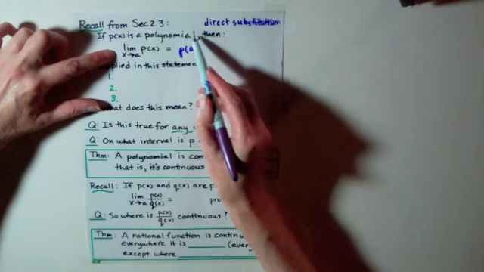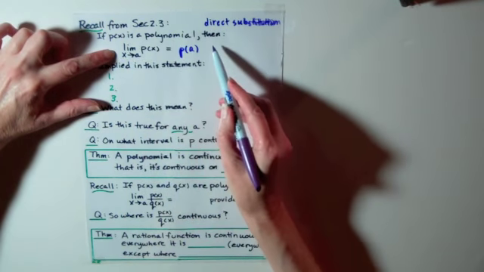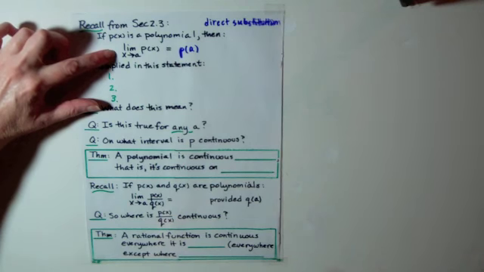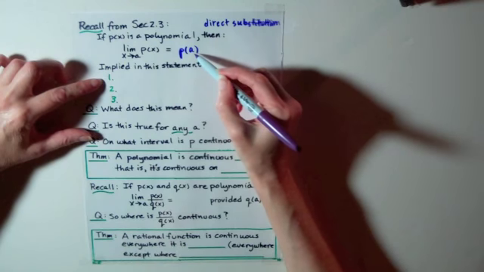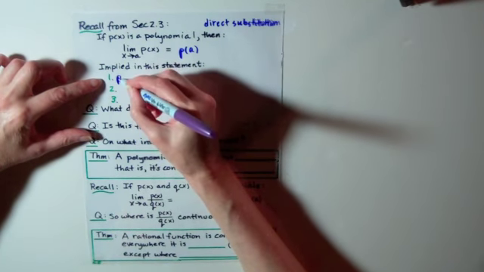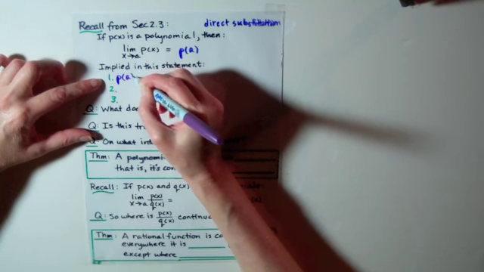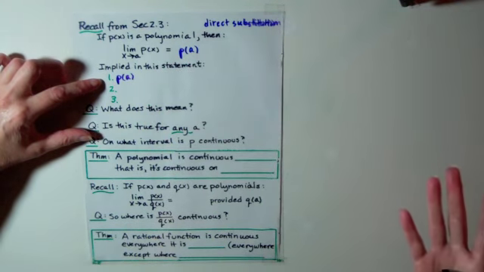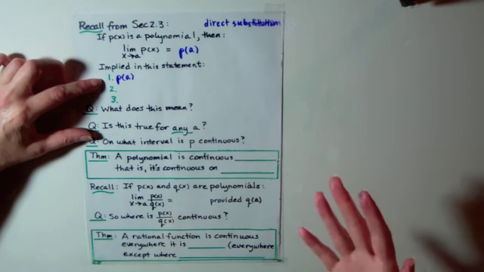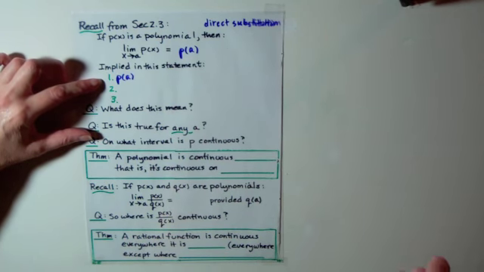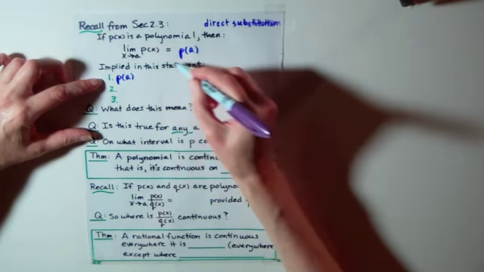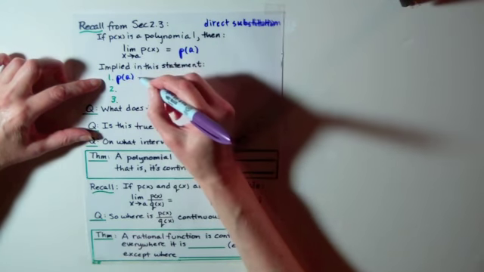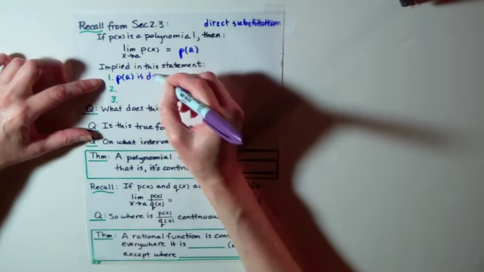Well, implied in this statement that I've just written down are actually three things. One thing that's implied is that P of A is defined. And of course that's true for polynomials. No matter what real number you plug in, you get some real number out of it. There are no numbers that end up giving you an expression that's undefined. So one thing that's implied in this little sentence that I have right here is that P of A is defined.